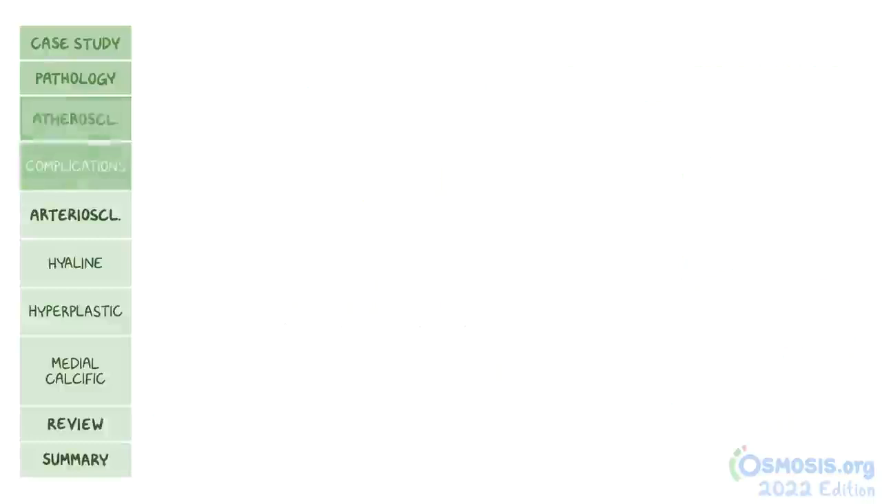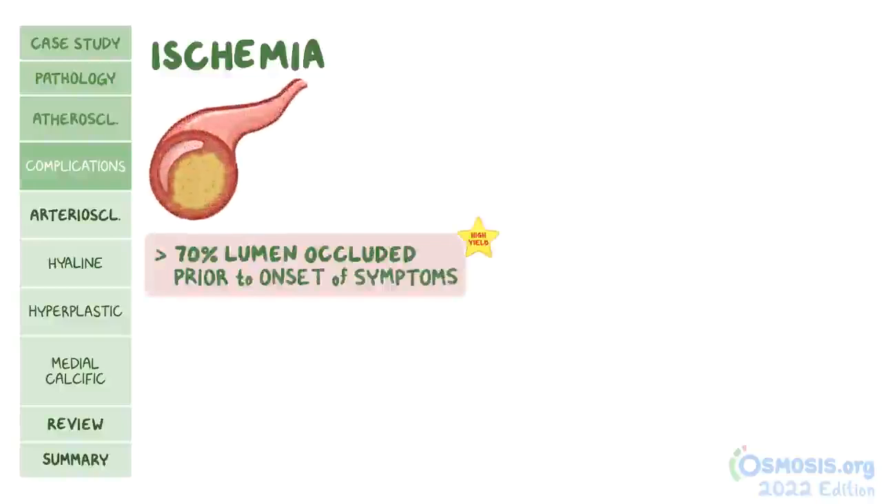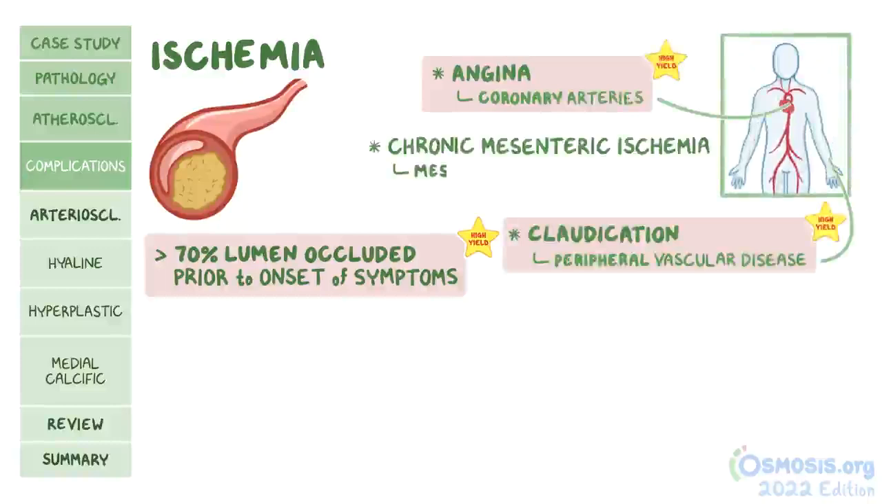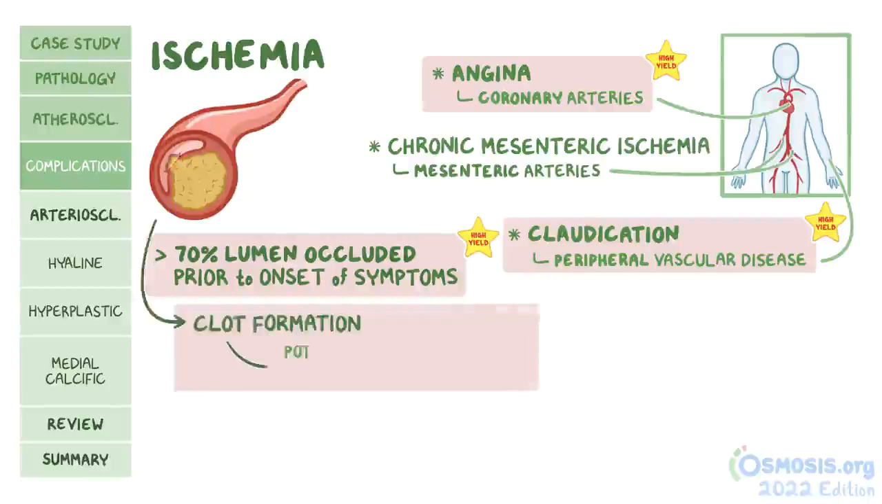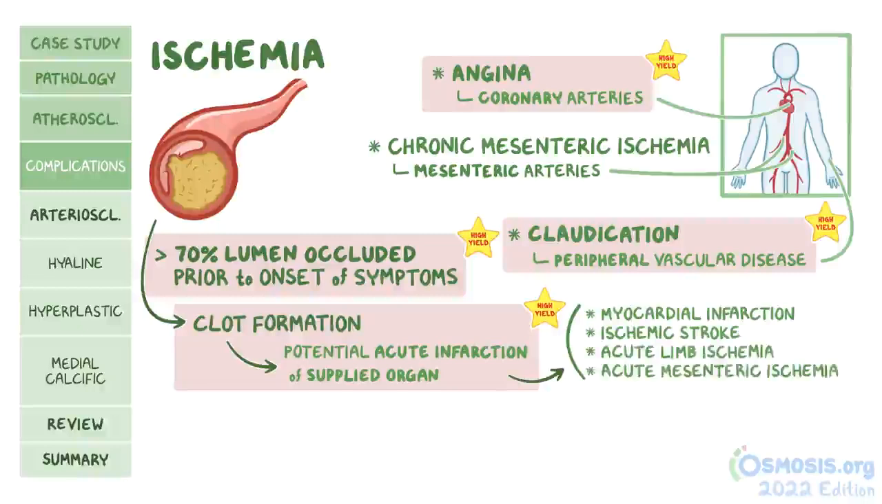Okay, complications of atherosclerosis include ischemia to the supplied organs. Typically, at least 70% of the lumen must be occluded prior to the onset of symptoms. Ischemia may manifest as angina if the coronary arteries are involved, claudication in peripheral vascular disease, or chronic mesenteric ischemia if the mesenteric arteries are involved. When the plaque ruptures, clot formation may potentially result in acute infarction of the supplied organ, such as myocardial infarction, ischemic stroke, acute limb ischemia, or acute mesenteric ischemia.